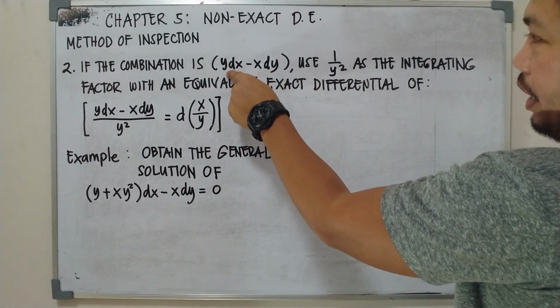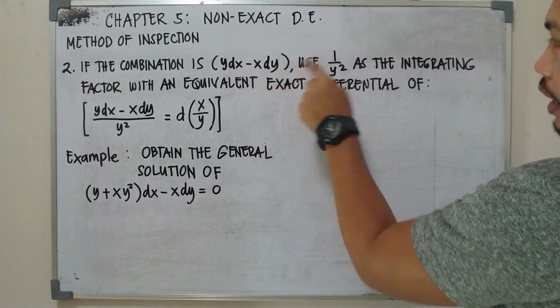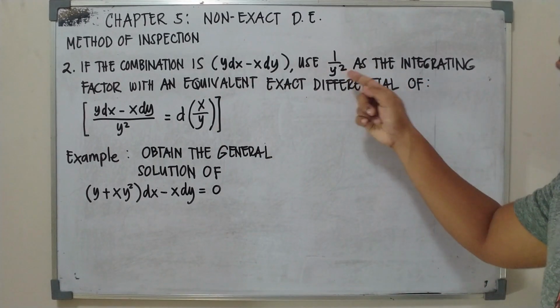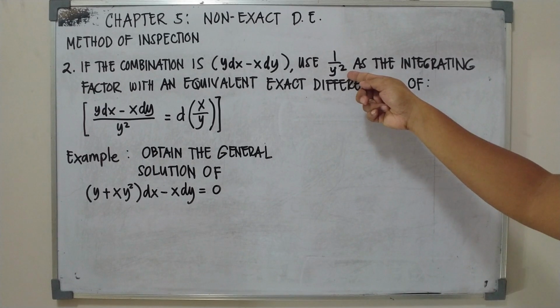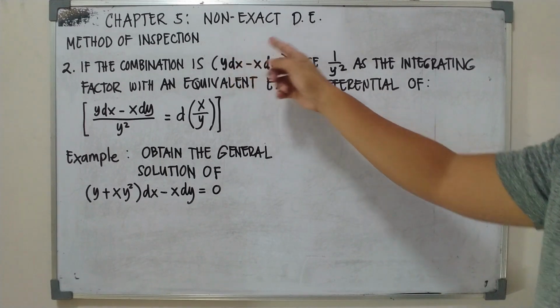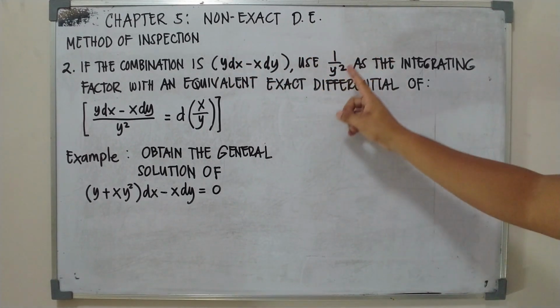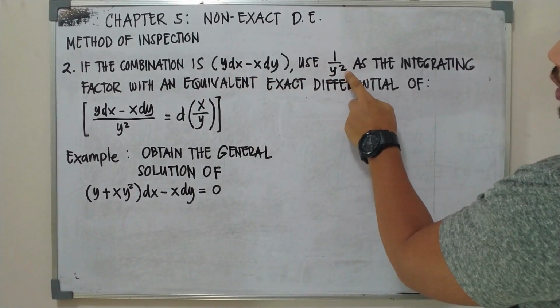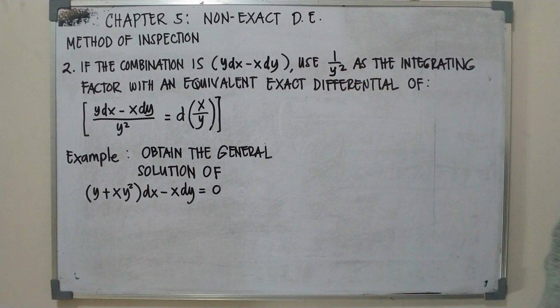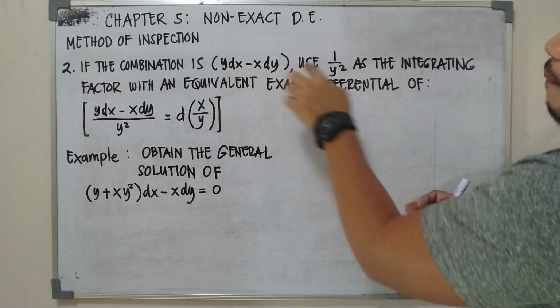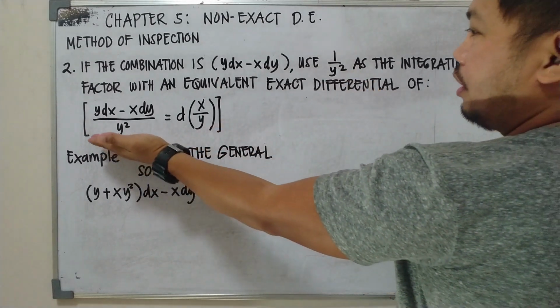So, if you find out upon your evaluation dito sa equation, meron kang makita na ganitong equation or combination, y dx minus x dy, ngayon naman dito, ang gagamitin mong integrating factor is 1 over y squared naman siya. Okay? Yung kanina, sa case number 1, pinagpalit lang naman ng positioning dito, 1 over x squared yung integrating factor. But here, ang gagamitin natin sa combination number 2 is 1 over y squared yung ating integrating factor.